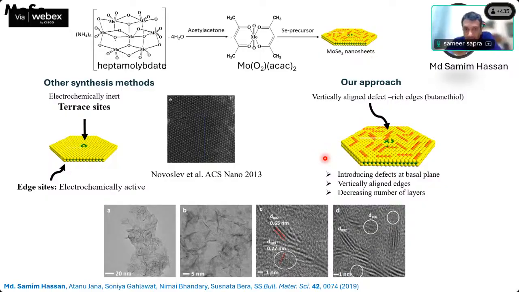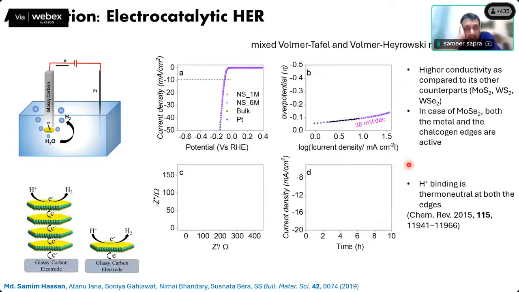But Shamim is always happy with whatever he gets, and he said if we have defects, then if you look at these edges, these edges are unsatisfied valencies. And if you have unsatisfied valencies, then those are very good for catalytic activities. So the first catalytic activity that he planned was the electrocatalytic hydrogen evolution reaction.